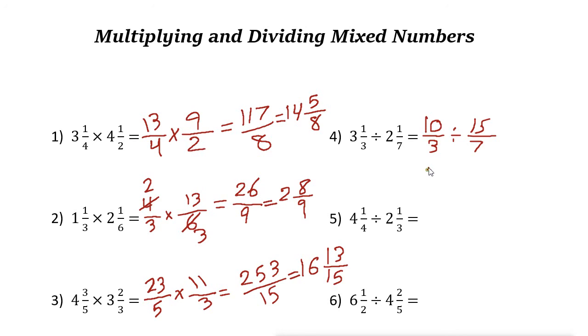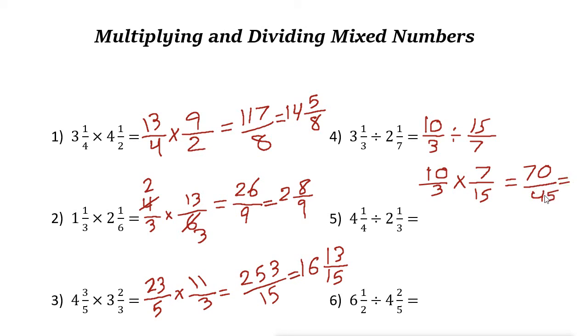Keep the first fraction, it is 10 over 3. Change the sign to multiplication and flip. It is 7 over 15. So the answer is 10 times 7, which is 70. And 3 times 15 is 45.